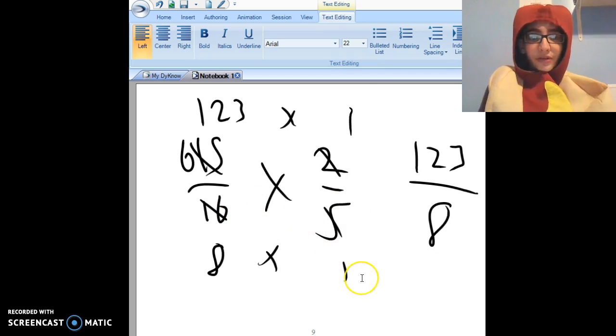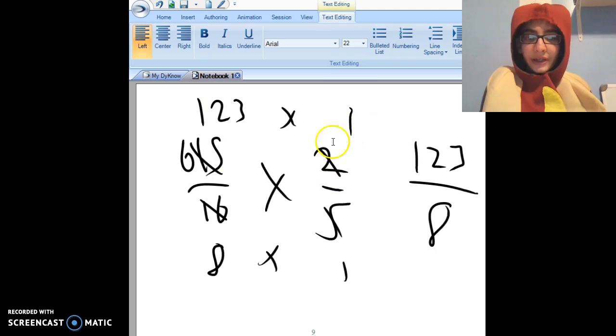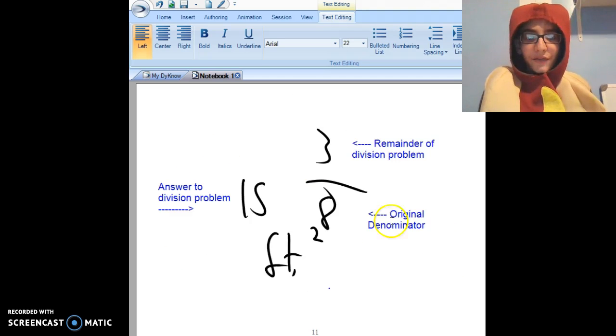5 divided by 5 equals 1. 615 divided by 5 equals 123. 16 divided by 2 equals 8, and 2 divided by 2 equals 1, because they can simplify with each other. So 123 times 1 equals 123, and 8 times 1 equals 8. 123 divided by 8 equals 15, with a remainder of 3, and 15 and 3 over 8.